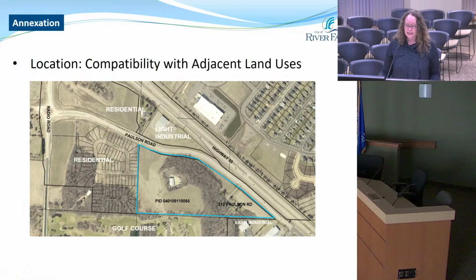So for the second consideration, we look at adjacent land uses, and the parcels adjacent are residential, Thompson Heights neighborhood. This area up here is proposed to be residential. This is currently light industrial, as is this area here. And then we have the golf course to the south. And so with those uses, residential development is anticipated to be compatible with those.